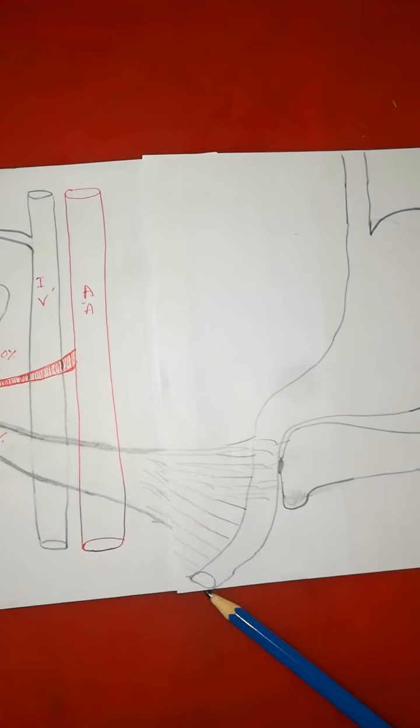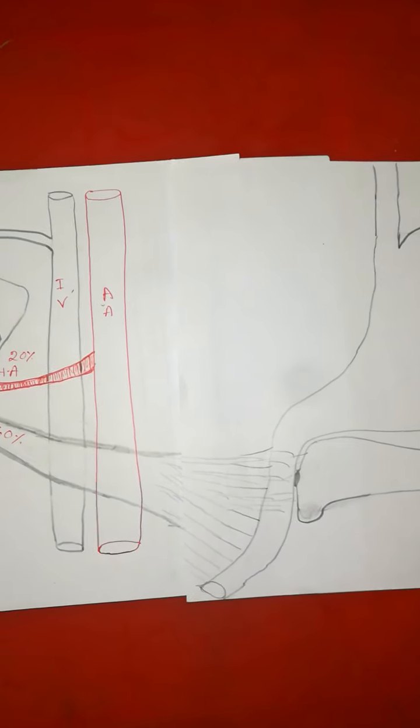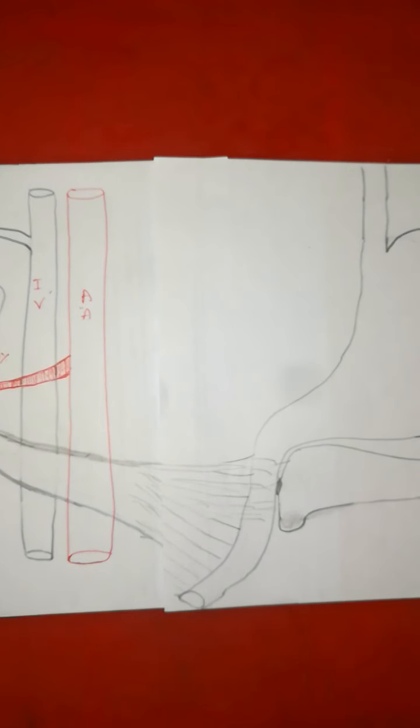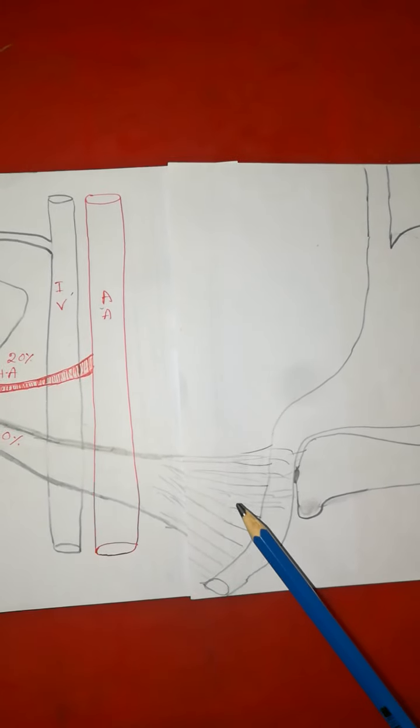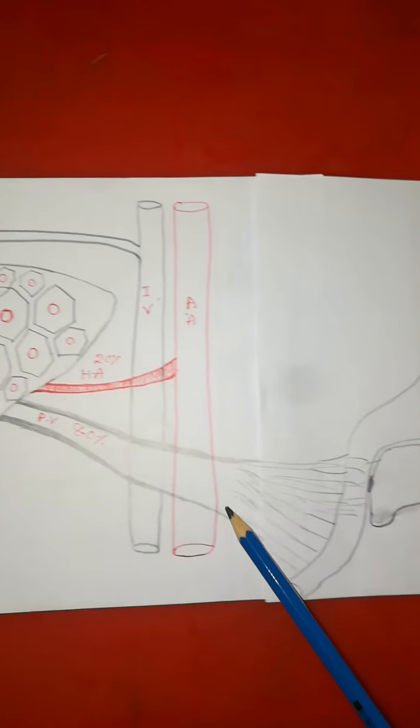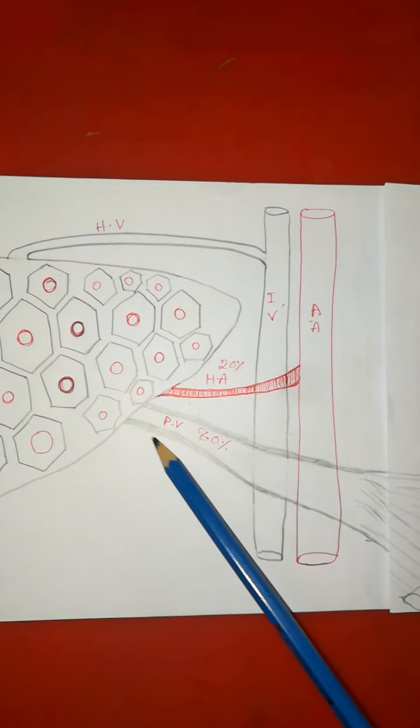This one is the intestine. I show you just a small part of the intestine here. These nutrients are absorbed from the intestine and drained by the portal vein into the liver.